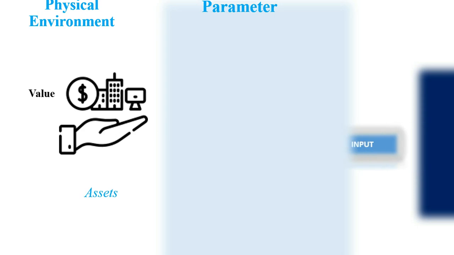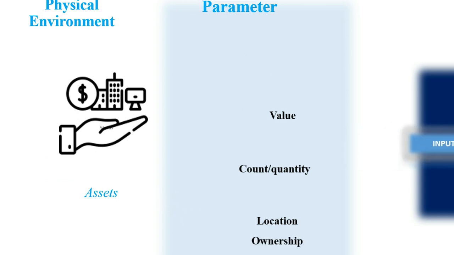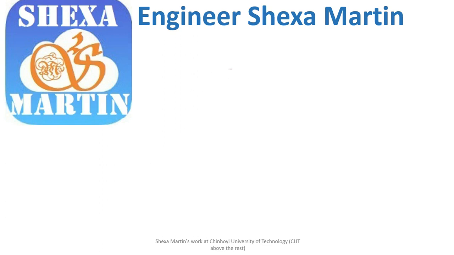And then we can talk of assets. What is the value of this asset? How many do we have? Where is this asset? Who owns this asset? What's the status of this asset? So that's it about the physical environments.